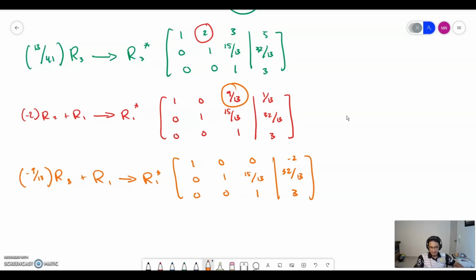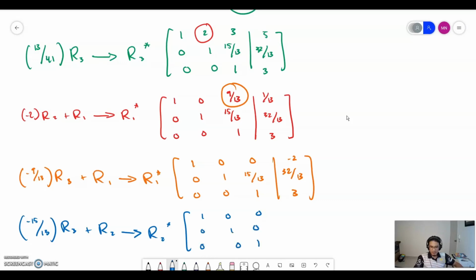And lastly, we have this 15 over 13. So we take -15 over 13, R3 plus R2 becomes new R2, 1, 0, 0, 0, 1, 0, 0, 0, 1. And we have -2, -1, and 3.